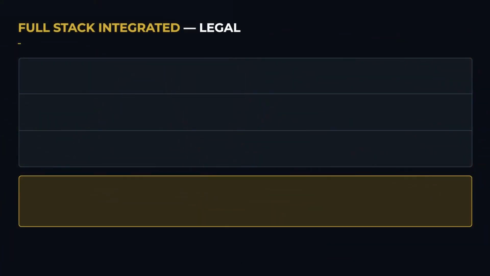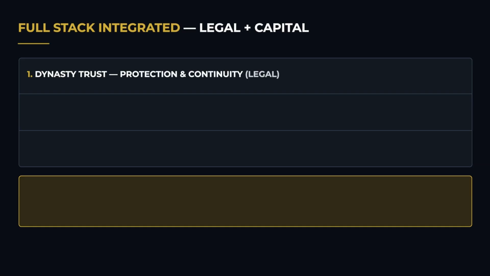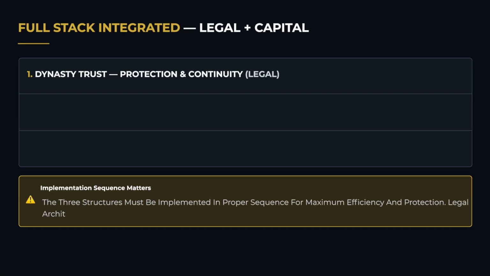So here's how all 3 vehicles work together. This is the legal architecture. First, you have your dynasty trust. This is for protection and continuity. Here, it holds all assets outside personal estate. It skips estate tax at every generation, and it protects from creditors and divorce. It lasts 360 plus years.